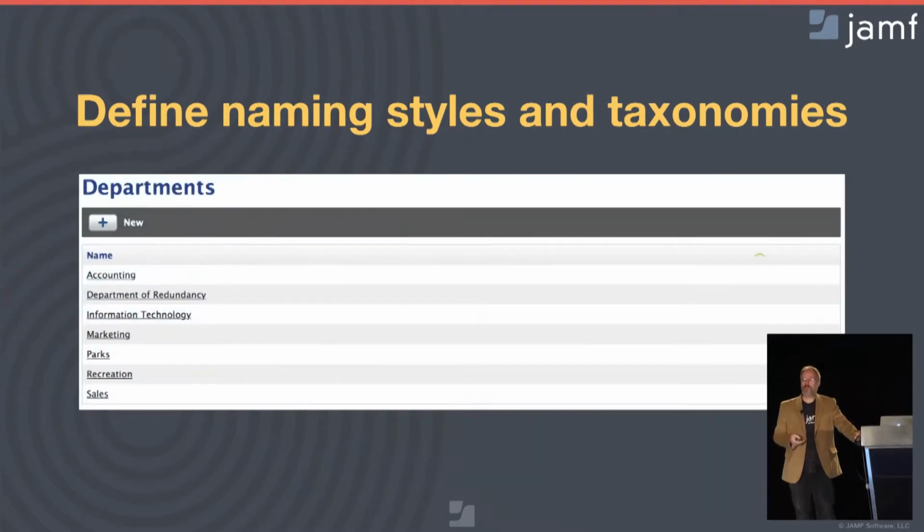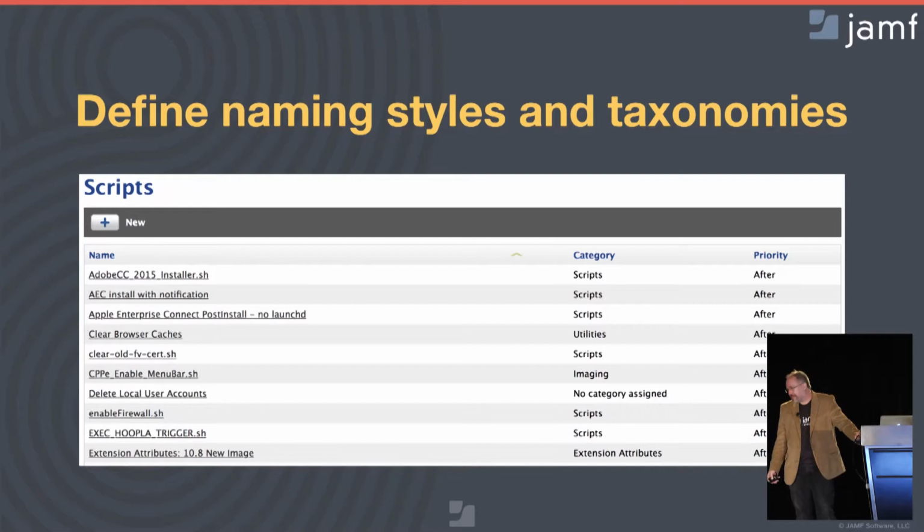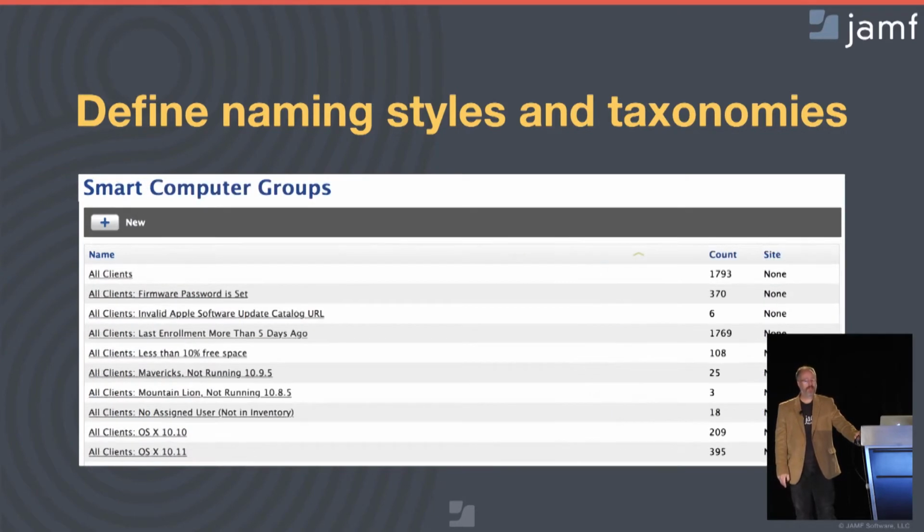In Jamf Pro, we create various objects. They turn into lists of things. For example, as I import or name departments, I'm creating a list. As I add scripts, I'm creating a list. As I add smart groups, I create a list, and so on.